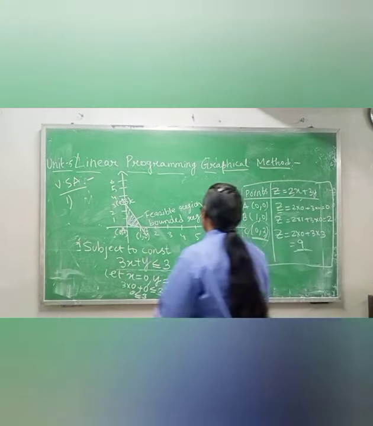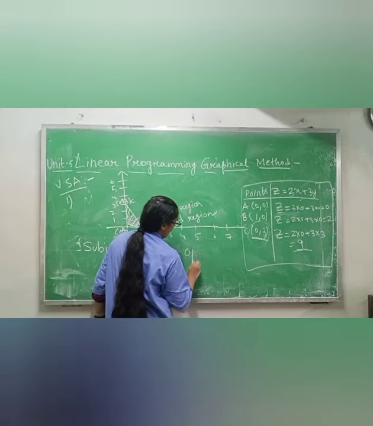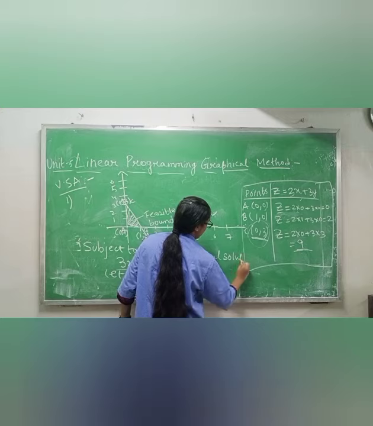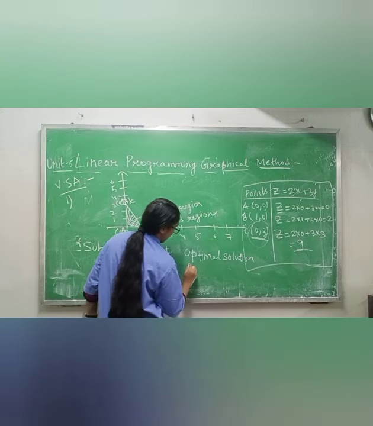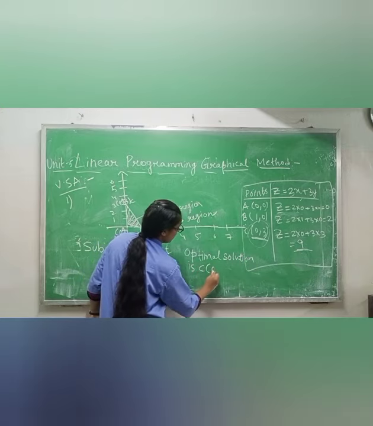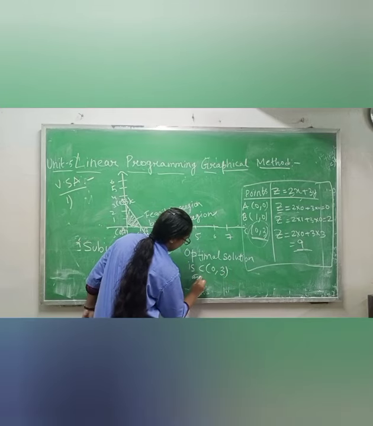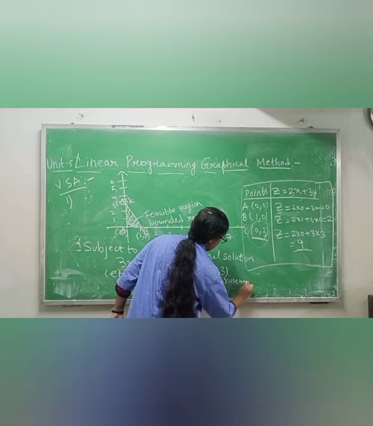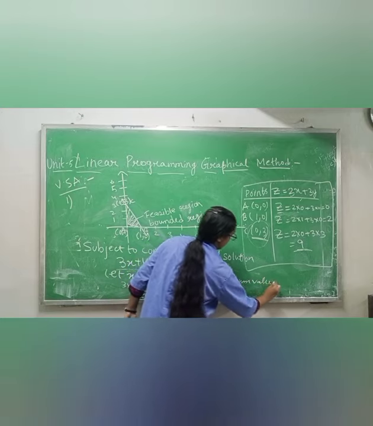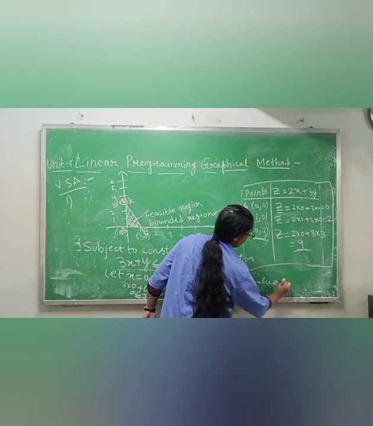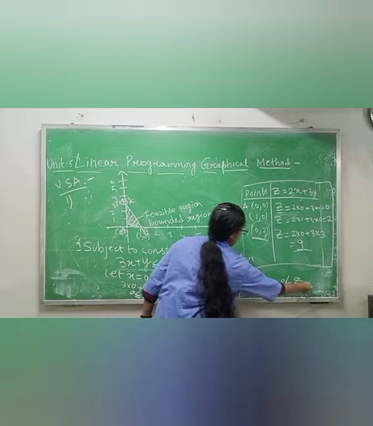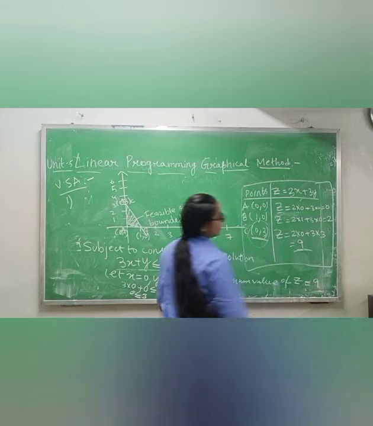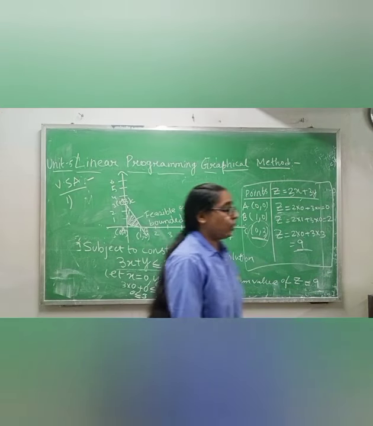We are getting 9 at point C (0, 3). So the optimal solution is C (0, 3) and the maximum value of Z is 9. Okay, copy this one.